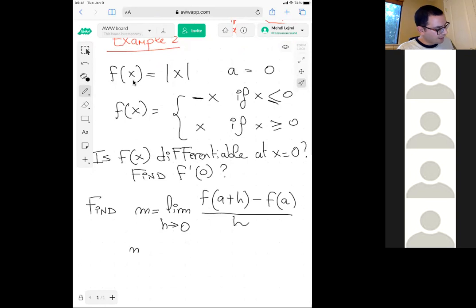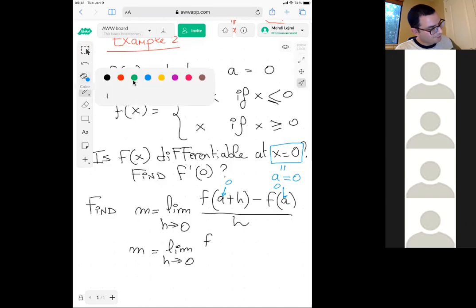So of course my a is 0. You see here, this is x equal to 0. So my a is 0. So then we have the limit as h goes to 0 of f of 0 plus h. This a here is 0. So f of 0 plus h, well, 0 plus h is h. So that's just f of h here, right?